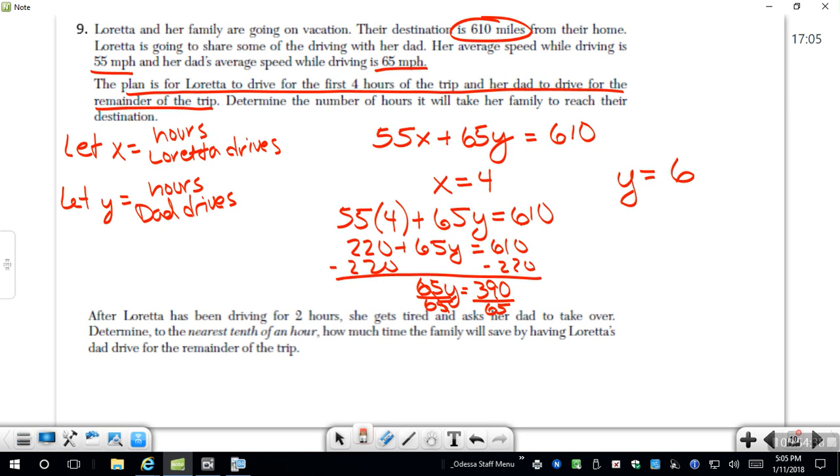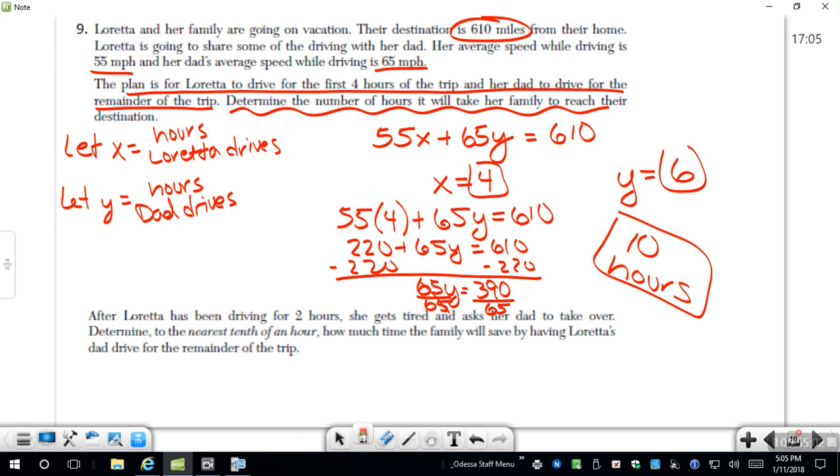Now, we do have to be careful here, guys, because the question asked was determine the number of hours it will take her family to reach their destination. So they don't even care how many hours Loretta drives and how many hours her dad drives. They want to know the total hours. So all we're going to do is take the 4 and the 6 and add them for 10 hours.